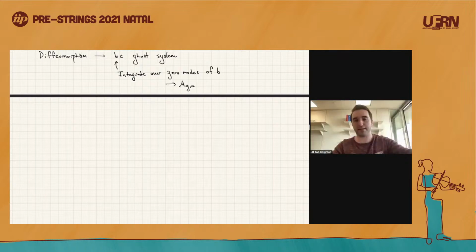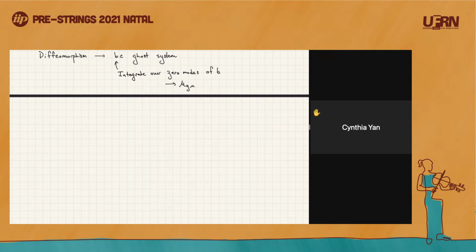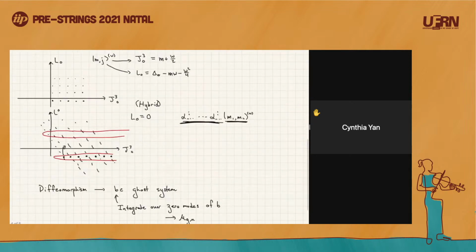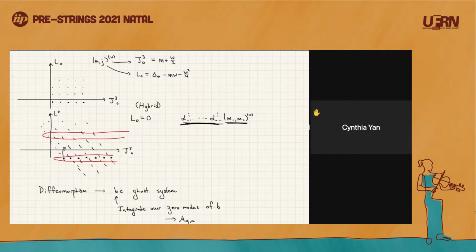Yes, there's a question from Cynthia. Could you give a more high level explanation of the spectral flow diagram you drew there? What was the more general effect of the spectral flow here?